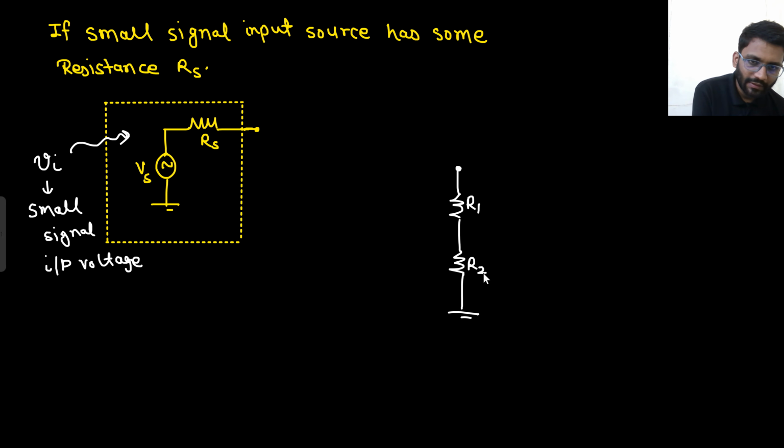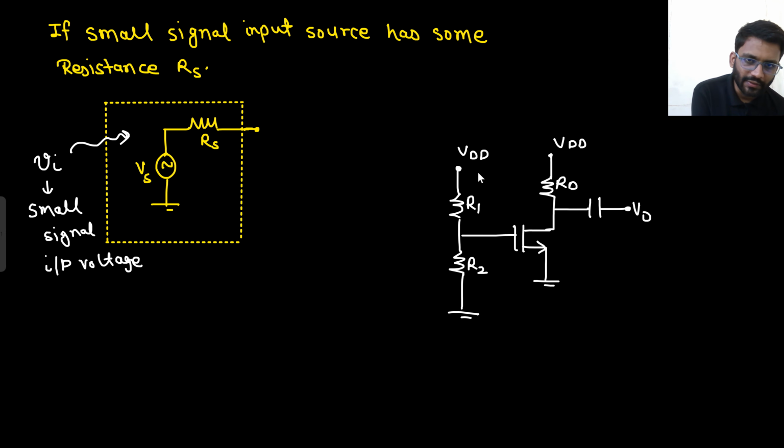This is R1, this is R2, this is RD, this is V0, this is VDD, this is VDD, this was the coupling capacitor. Till now everything is the same. Here what did we do? We applied Vin. Now instead of this Vin, we are going to apply the source plus Rs resistance. So it has some input resistance Rs.